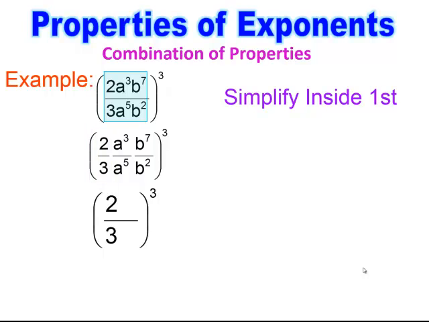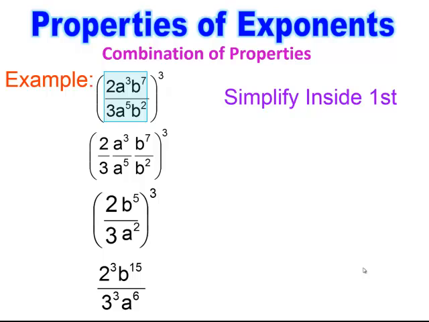And then I'm going to look at the next piece, and I see the highest exponents on the bottom, so I'm going to subtract and it's going to stay on the bottom. So I get a squared on the bottom. The next piece, the higher exponents on top, so I'm going to subtract and I'm going to leave it up top. So I get b to the 5th on top. Now that it's simplified, I'm going to take the power on the outside and give it to everything inside.